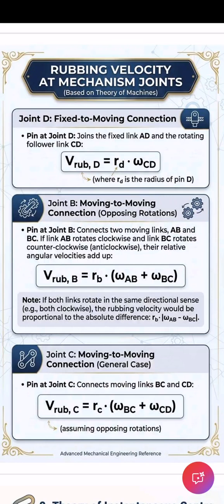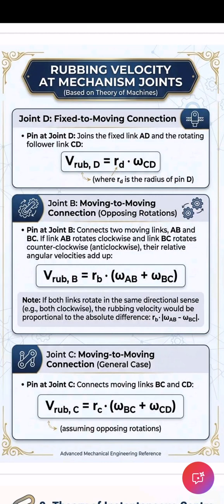Joint B, a moving to moving connection with opposing rotations. Pin at joint B connects the moving links AB and BC. If link AB rotates clockwise and link BC rotates counterclockwise, their relative angular velocities add up. Rubbing velocity at B is equal to r B times omega AB plus omega BC.